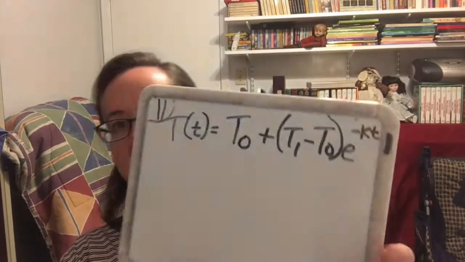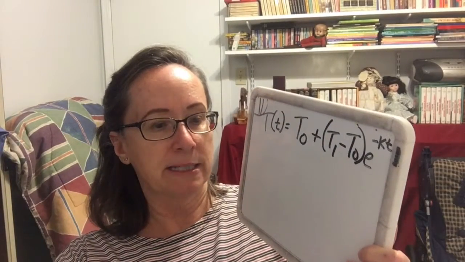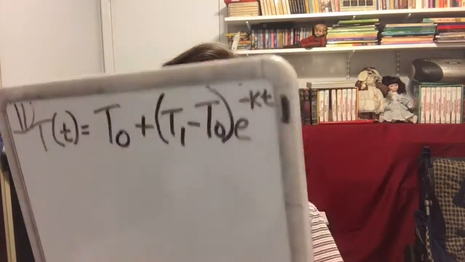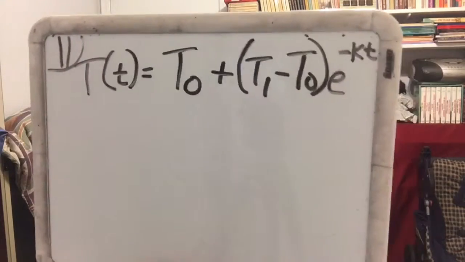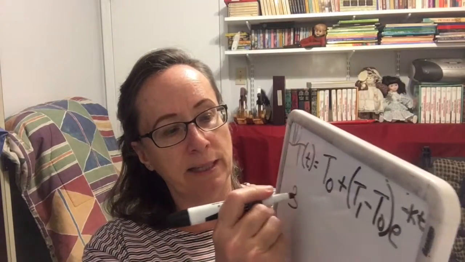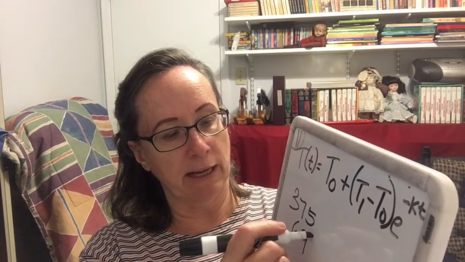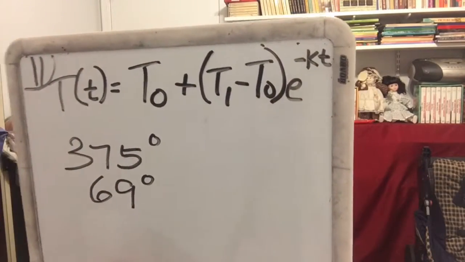Okay, so the negative k is showing that this is a decaying function. The temperature is going to decrease because it's cooling. So a dish of lasagna, there's your equation: a dish of lasagna baked at 375 degrees Fahrenheit is taken out of the oven into a kitchen that is 69 degrees Fahrenheit. After 6 minutes, the temperature of the lasagna is 318.5 degrees Fahrenheit.